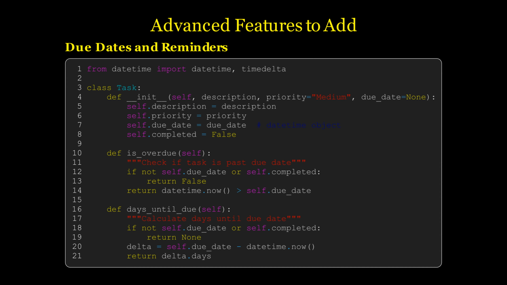You could enhance the view tasks method to highlight overdue tasks in red, show upcoming deadlines, and sort by due date. Add a reminder feature that lists tasks due within the next 3 days. This makes your task manager much more useful for time-sensitive work.